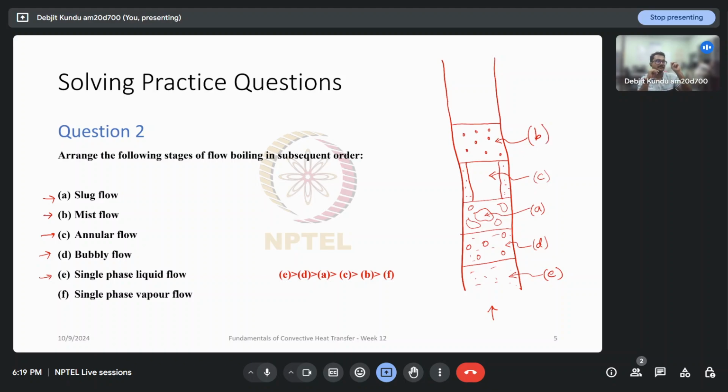And after this, these liquid droplets also evaporate and it becomes entirely vapor. That is known as the single phase vapor flow. So there's no more liquid remaining in this. And that is our option F. So going from bottom to top, we get E, D, A, C, B, F. And that should be the correct order. E, D, A, C, B, F. This is the solution.